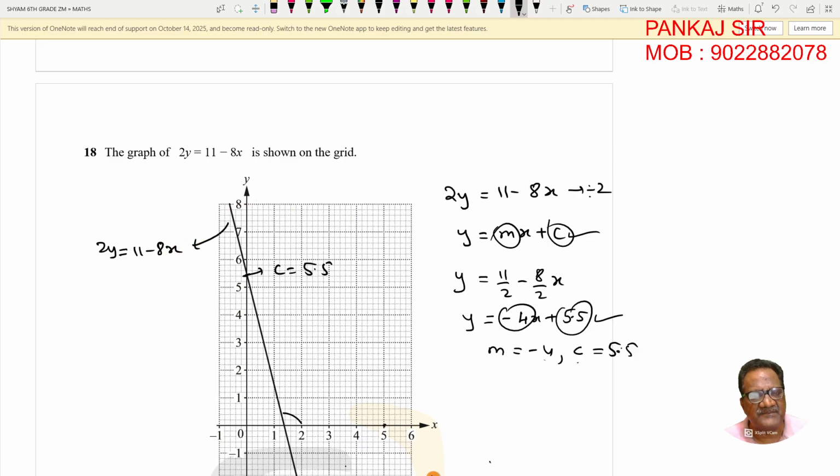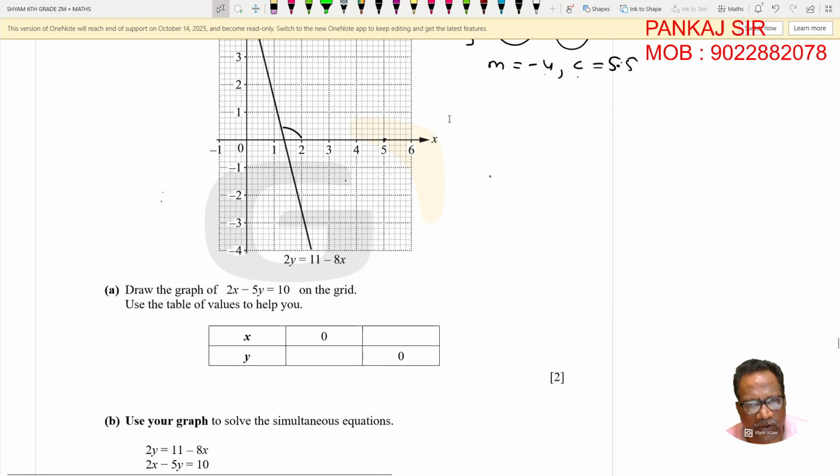Now on the same graph you have to draw a graph whose equation is this. To draw this graph, you will have to complete this table. When x is equal to 0, what will be y? In this equation, when you put x equal to 0, 2 into 0 will be 0, so you will get minus 5y equal to 10, and your y will be equal to 10 upon minus 5, which is minus 2. So when x is equal to 0, according to this equation, your y will be minus 2.